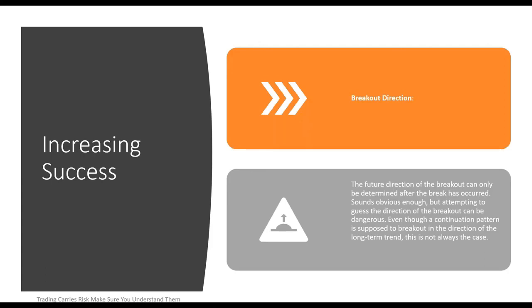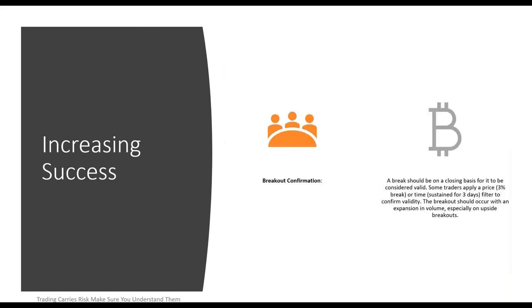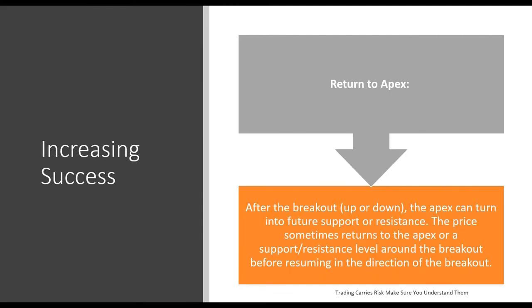So remember, the future direction of the breakout can only be determined after the break has occurred. Sounds obvious enough, but attempting to guess the direction of the breakout can be very dangerous. Even though a continuation pattern is supposed to break out in the direction of the long-term trend, this is not always the case. A break should be on a closing basis to be considered valid. Some traders apply a 3% break or time-sustained break. Breakouts should occur with an expansion of volume, especially on an upside break. After the breakout, the apex can turn into future support and resistance.